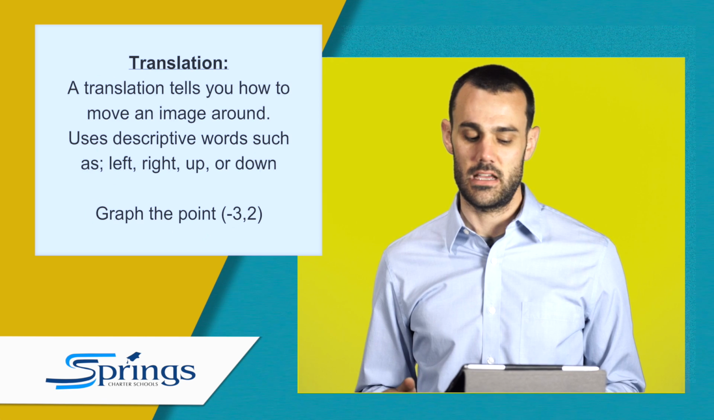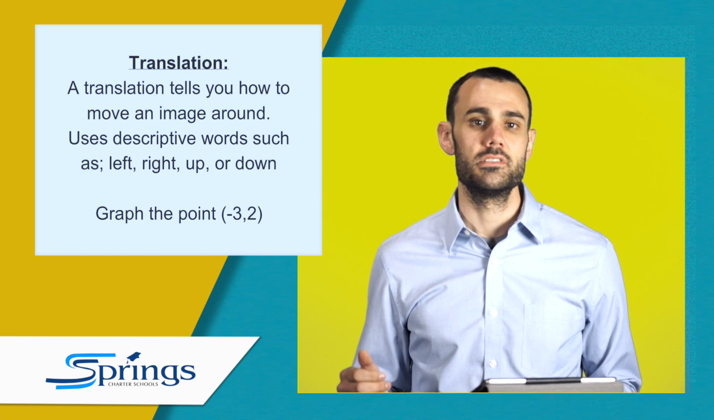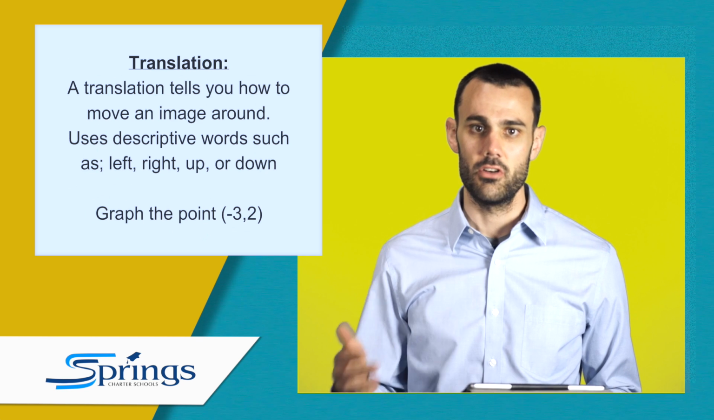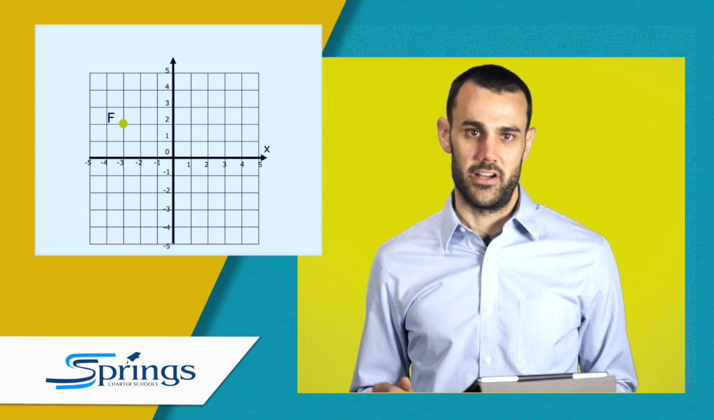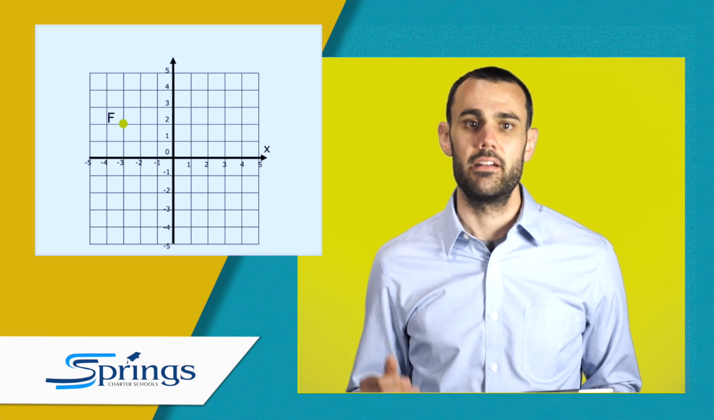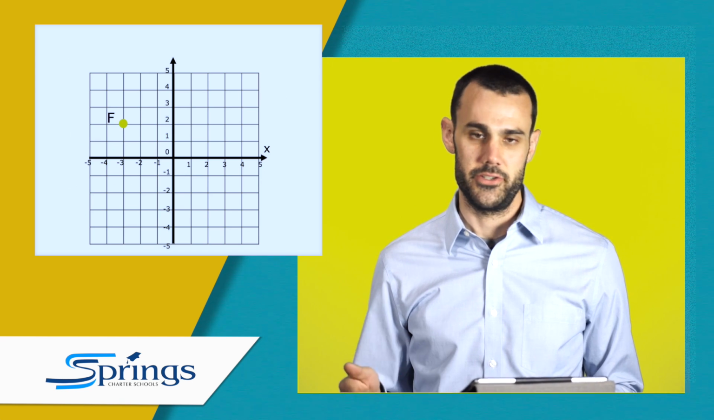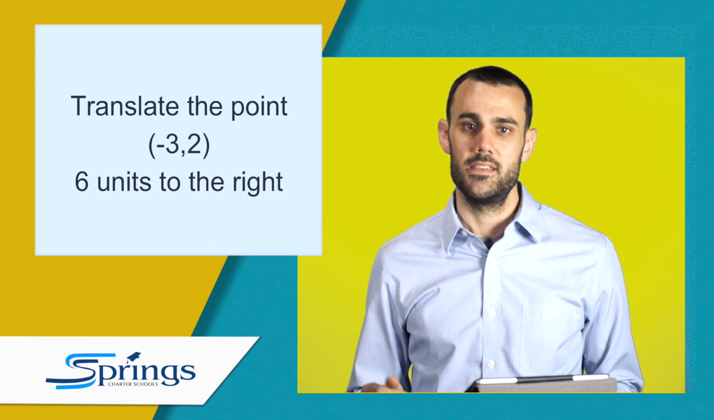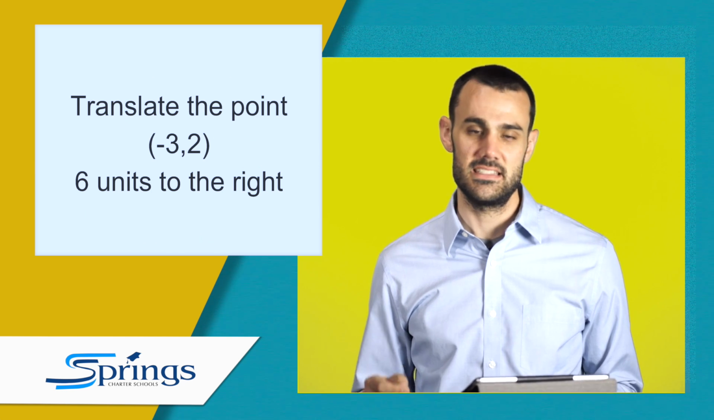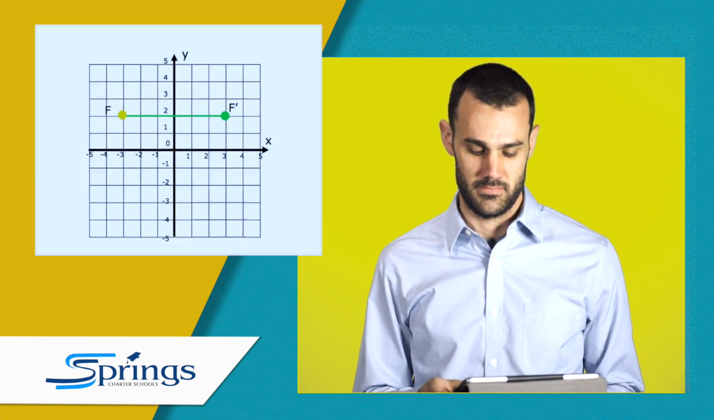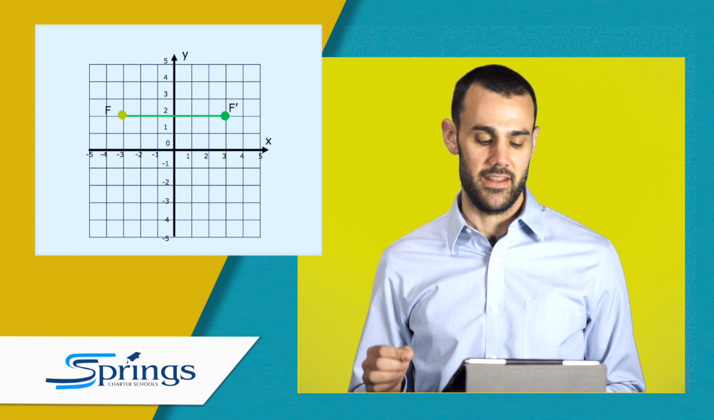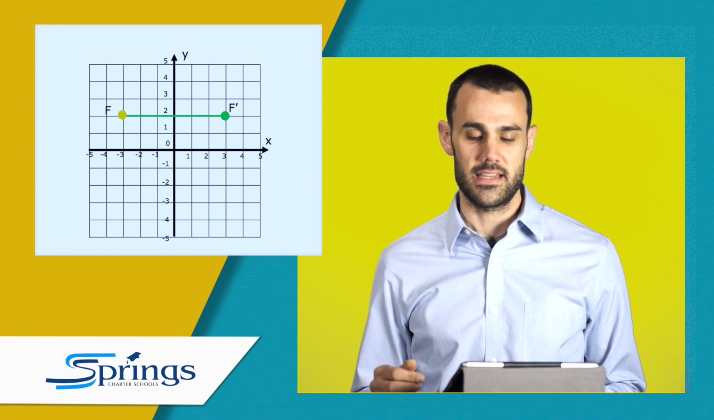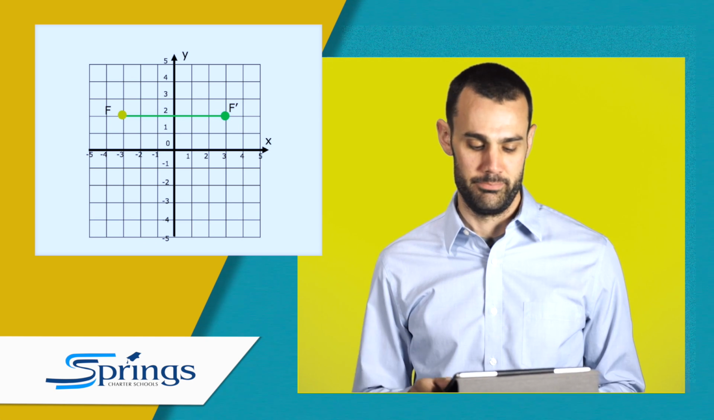Translations. A translation tells you how much to move an image around. It uses descriptive words such as up, down, left, or right. So go ahead and graph this new point, negative 3, 2. I have gone ahead and graphed it and represented it by a yellow dot, or the letter F. And again, that's at negative 3, 2. Translate this point, negative 3, 2, 6 units to the right. You can see here with my green line, I have gone ahead and counted over 6 units to the right. And the yellow dot, F, our original point, has now been translated 6 points to the right and represented by now the green dot, or F1.